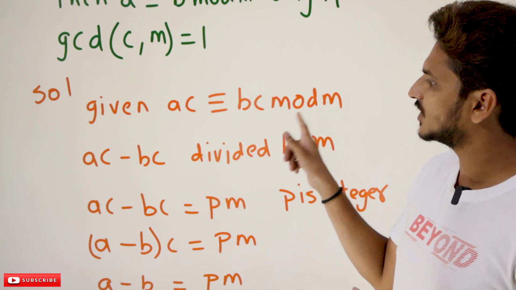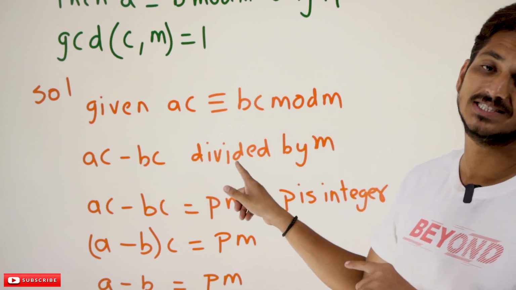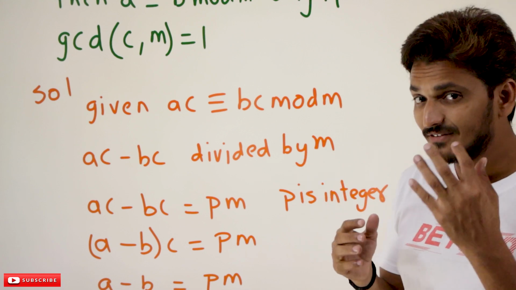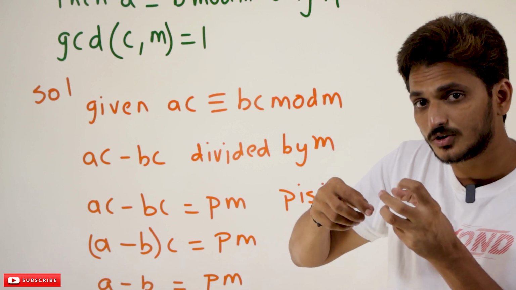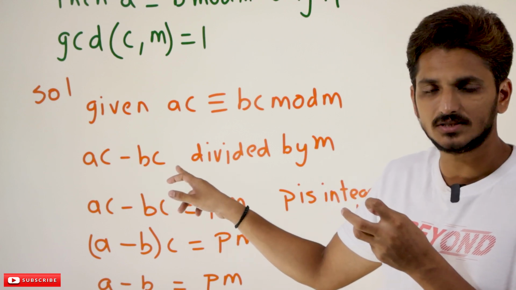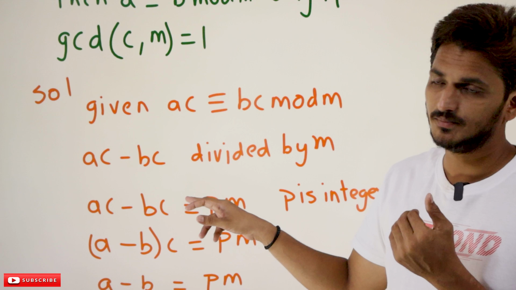AC congruent to BC modulus M means AC minus BC is divisible by M. Divisible by M means M multiplied by some integer. It is going to get the value of AC minus BC. That is what divisibility means.